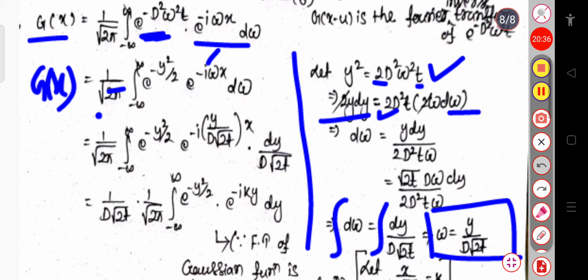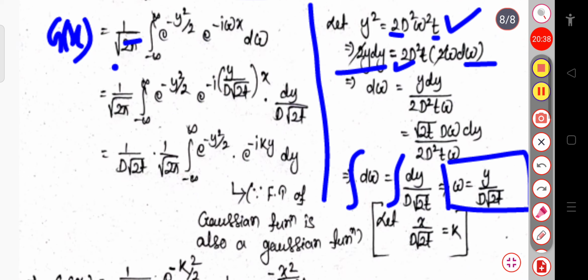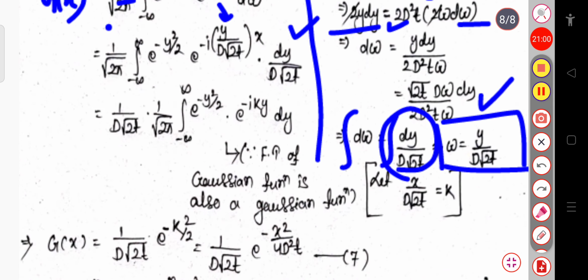Now in place of omega, we have calculated omega equal to y divided by d root over 2t. So this omega value is y divided by d into root over 2t, and d omega is dy divided by d into root over 2t. Let us consider this x divided by d root over 2t equal to small k.